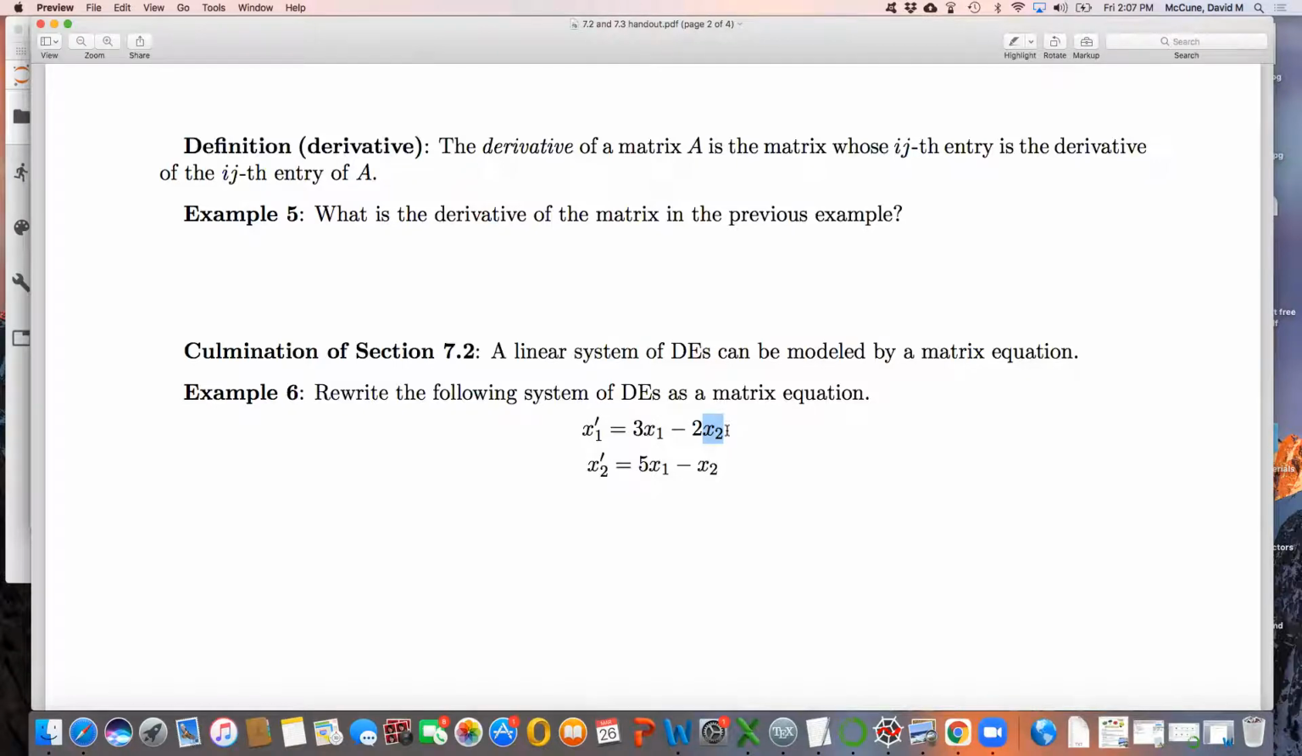Everybody agree with that? You could, if you wanted to, solve this by substitution, as we did on Wednesday. You could be like, I'm going to isolate, I guess, x2, no, I can't do that. Isolate x2 here, I guess.